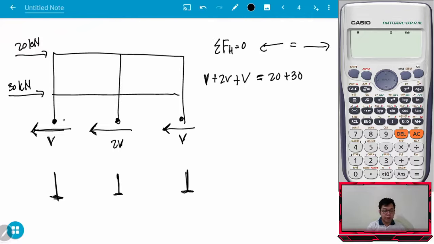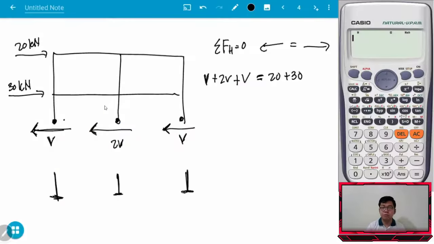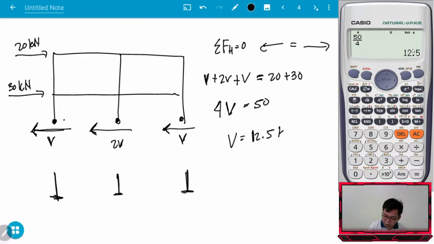Okay? Therefore, the shear, balik tayo dito, the shear at JKL, yung JK at saka L, you can actually solve. Okay? So, ano yung V natin dito? That is actually 4V, okay, equal to 50. Okay? So, V, ano yung V natin? 50 divided by 4, yan, 12.5 pala, sorry. 12.5 kilonewton. Yan lang.